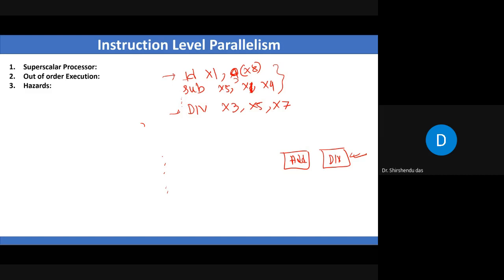But to do this, there should be some logic, and the logic will be complex, because the data path that we know is very simple. Every time we go PC plus 4, PC plus 4, very simple. But since you want out of order execution, the logic is complex. For that, the well known algorithms are scoreboarding and Tomasulo.